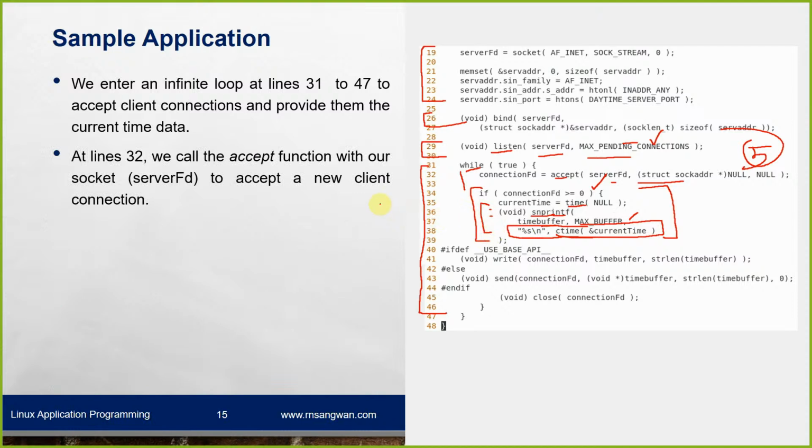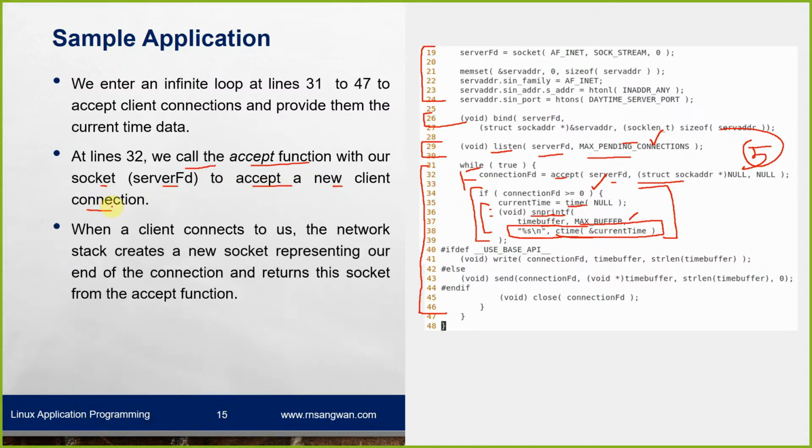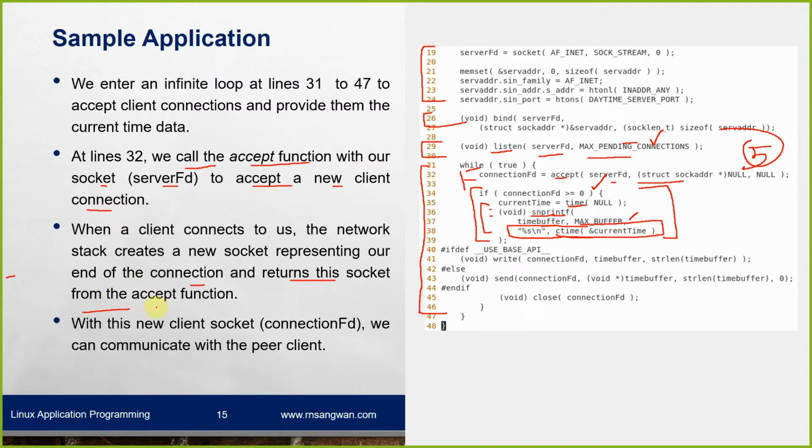At line number 32, we call the accept function with our socket server FD to accept a new client connection. When a client connects to us, the network stack creates a new socket representing our end of the connection and returns this socket from the accept function. Then with the new client socket, that is connection FD, we can communicate with the client peer.